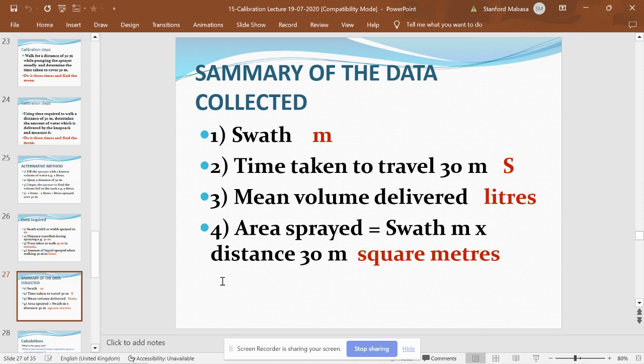Okay, this is the summary of the data collected. The swath, it's in meters. Time taken to travel 30 meters, it's in seconds. Mean volume delivered in liters. Area sprayed. Now it's going to be the swath multiplied by distance, and this gives you square meters. Remember, swath: spray a dry surface, then measure the width.